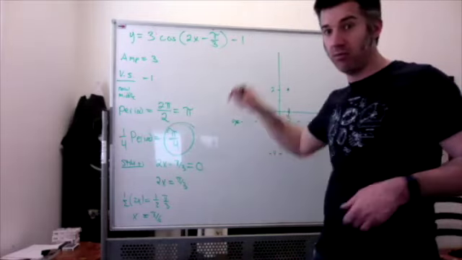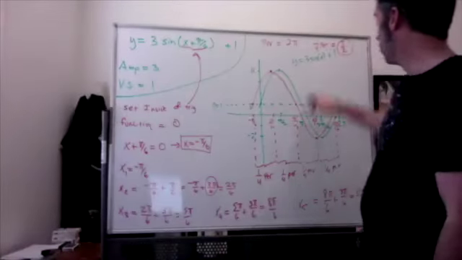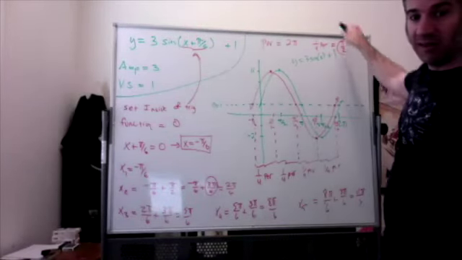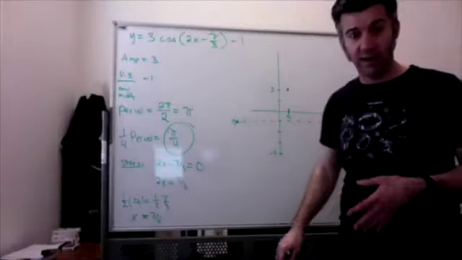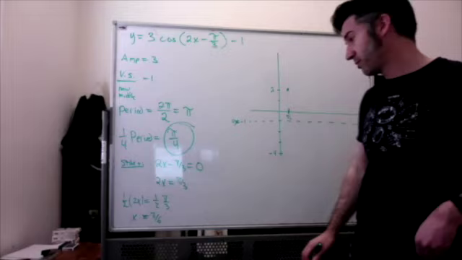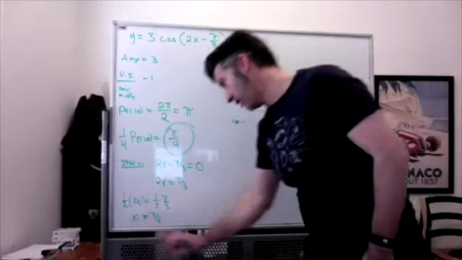In the previous problem, 1/4 of my period was pi over 2. But now since my period is smaller, my period now is pi, 1/4 of my period is 1/4 of pi, or pi over 4. So this is my first point, pi over 6.